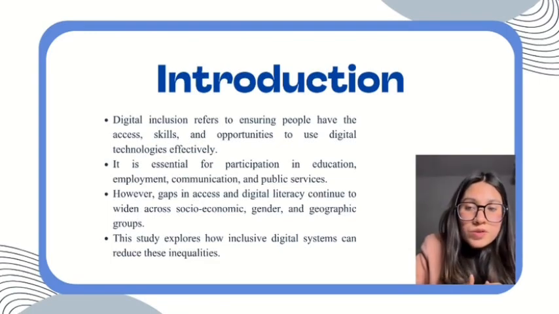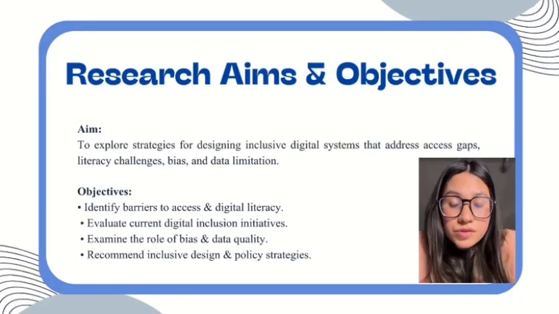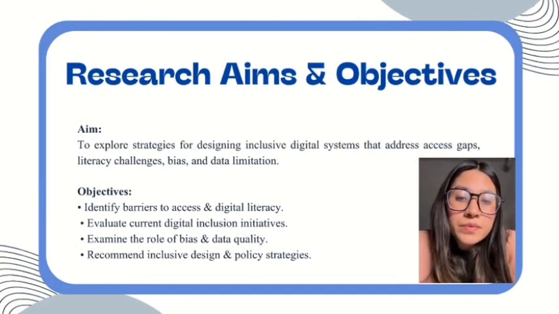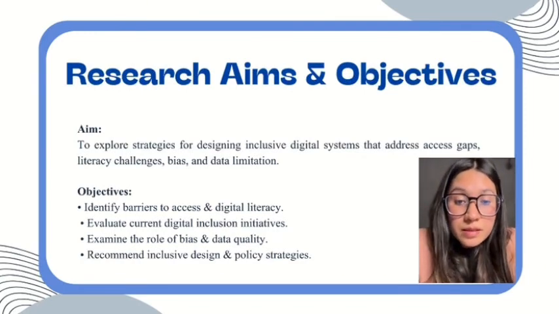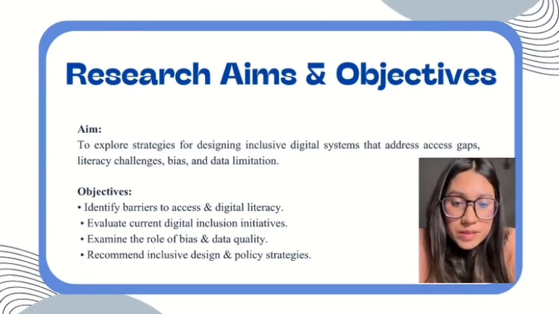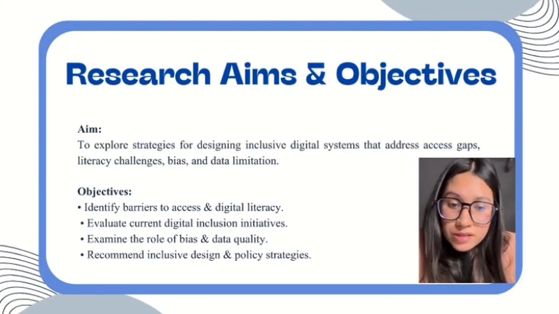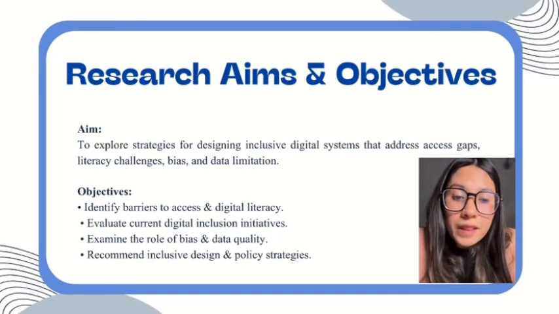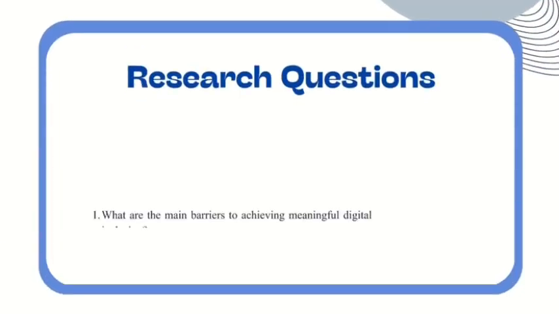So our study aims to explore how we can design inclusive digital systems that close the gap and ensure technology truly benefits everyone. Our main aim is to explore strategies for designing inclusive digital systems that address the existing gaps, literacy challenges, and data and algorithm limitations and bias. Our objectives for this research are to identify the barriers to access and digital literacy, evaluate the current digital inclusion initiatives, examine the role of bias and data quality, and then recommend the best inclusive design and policy strategies. We have 4 research questions.